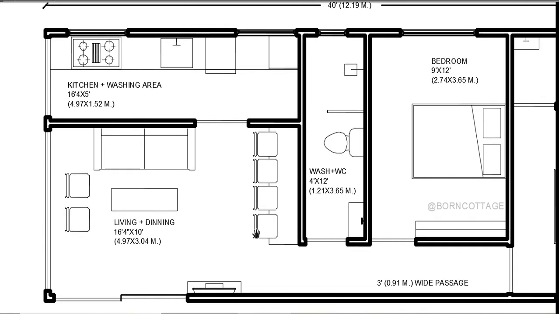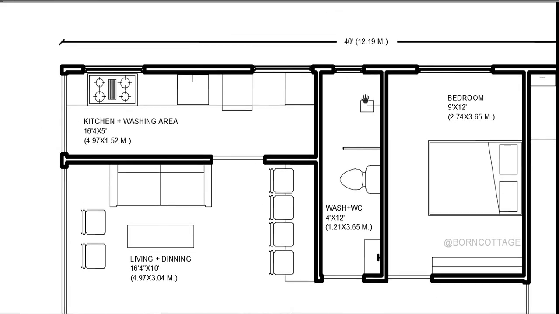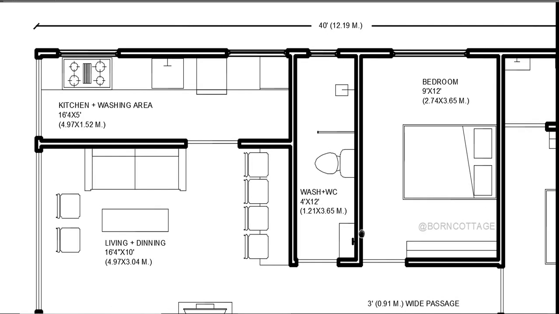So we have a 3 feet, in meters 0.91 meter, wide passage here and a common use washroom plus water closet here. The size of this washroom is 4 feet into 12 feet, in meters 1.21 into 3.65 meters. You can see here the wash basin, water closet and the shower area, and we have a ventilator for ventilation of this washroom.